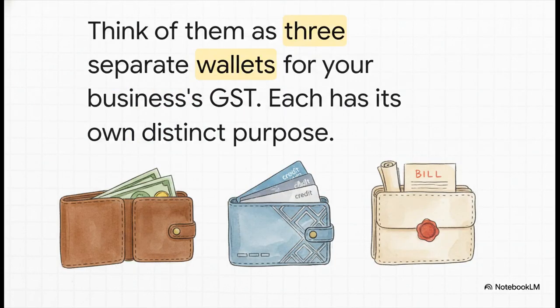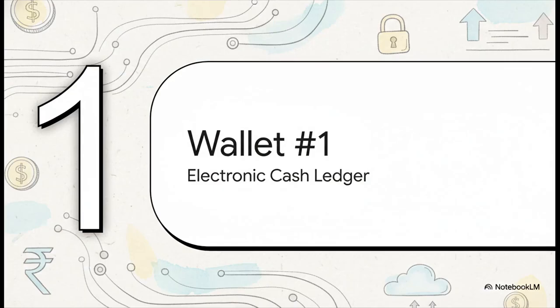And here it is. This is the secret right here. For this whole explainer, we're just going to think about it like this. You have 3 different wallets, and each one has a very specific job. Once you get this idea, the whole thing is going to click. I guarantee it. All right, let's dive into our very first wallet, the electronic cash ledger.